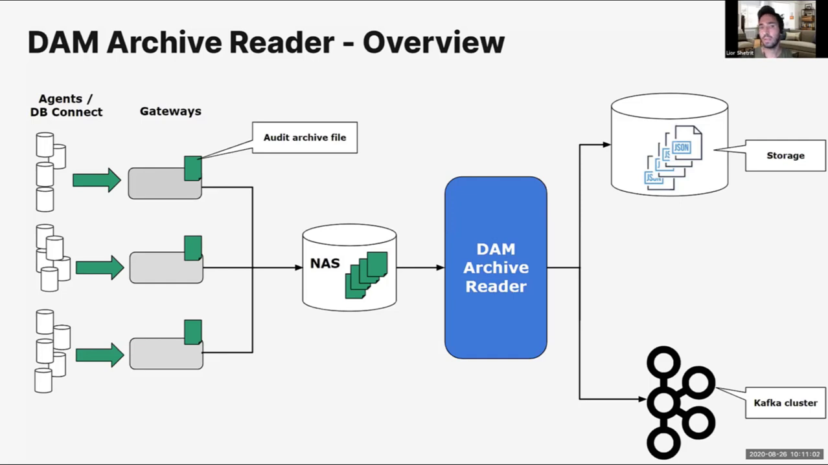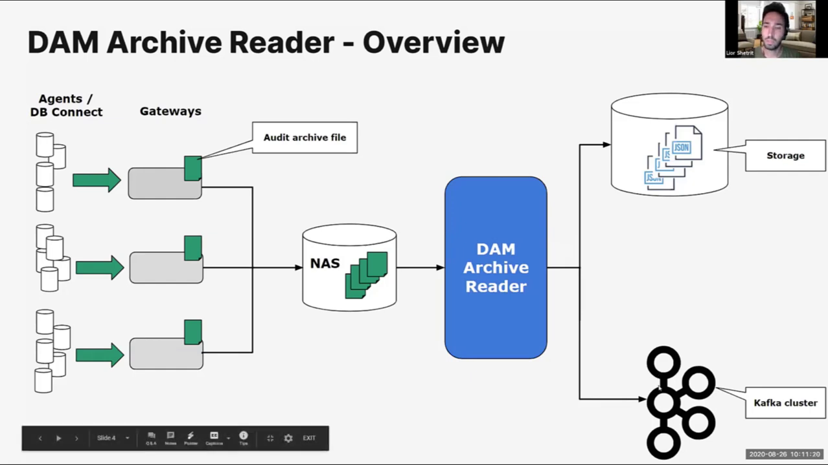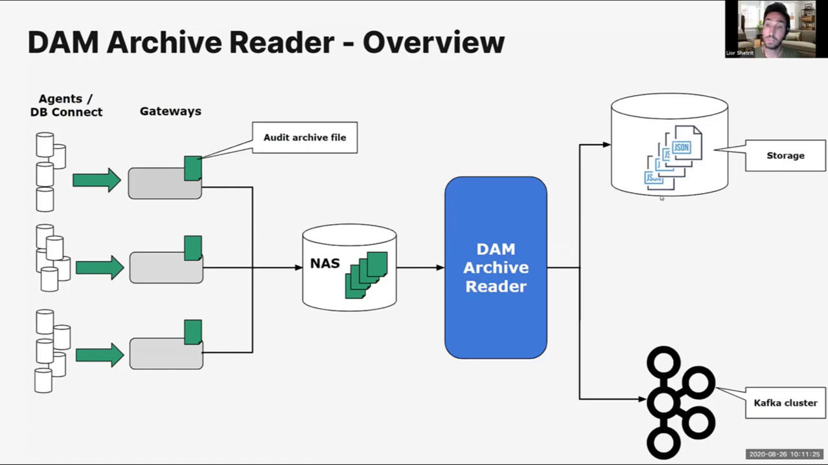And as mentioned, the DAM archive reader is a tool that can extract the audit archives and parse them and send them to endpoints, as you can see here. It can send the events either to a Kafka cluster or to a storage location. And it's important to say that each event that will be saved will be in a JSON format.